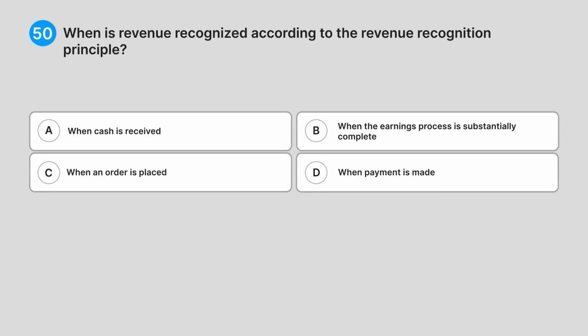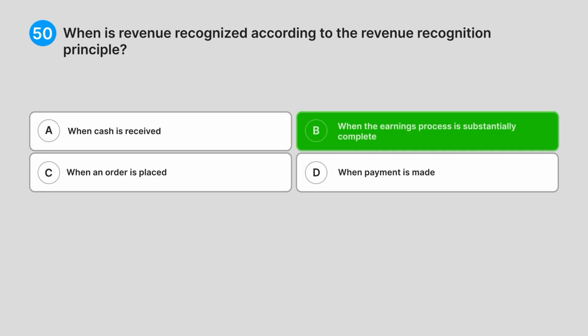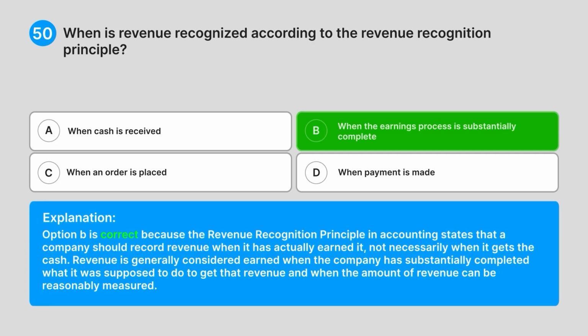Correct answer. B. When the earnings process is substantially complete. Explanation. Option B is correct because the revenue recognition principle in accounting states that a company should record revenue when it has actually earned it, not necessarily when it gets the cash. Revenue is generally considered earned when the company has substantially completed what it was supposed to do to get that revenue, and when the amount of revenue can be reasonably measured.